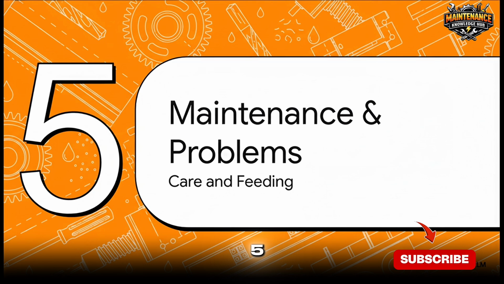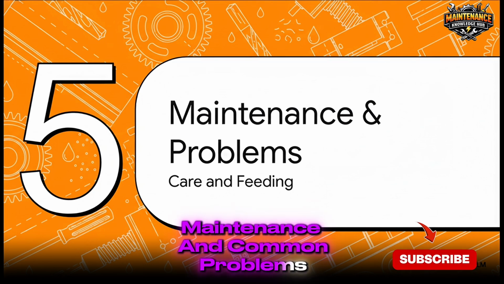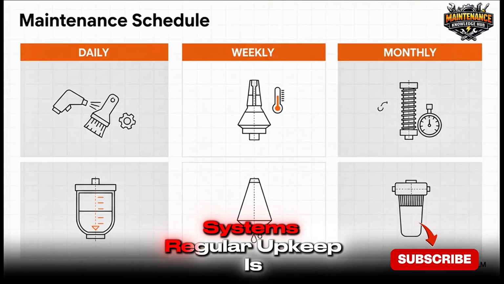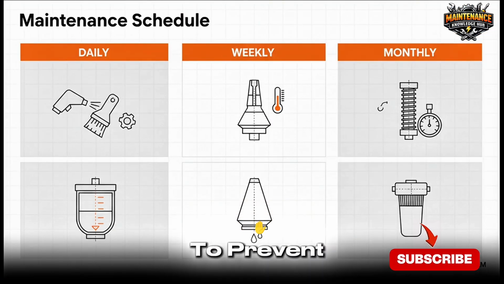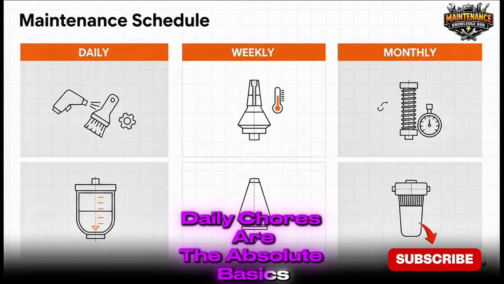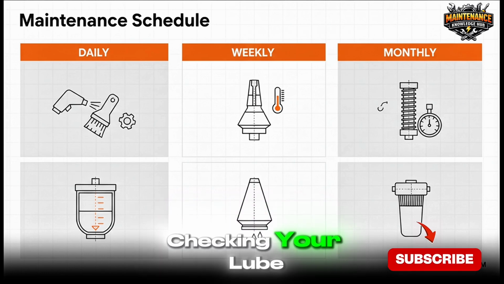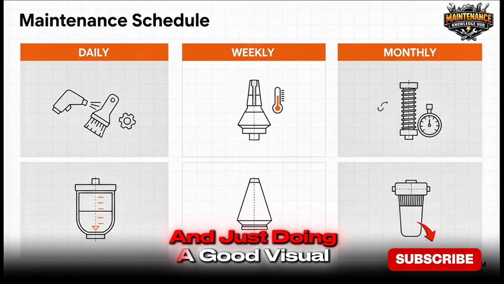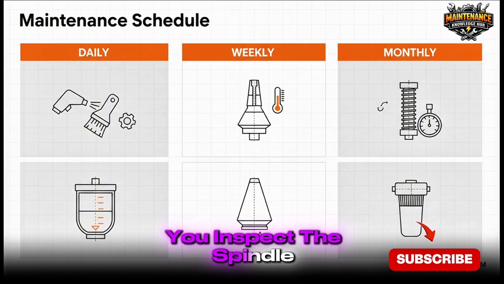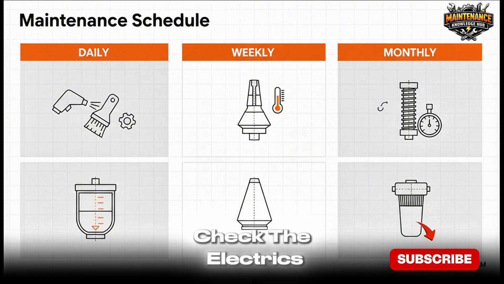Bringing us to Section 5, Maintenance and Common Problems. Let's talk about the care and feeding of these complex systems. Regular upkeep is strictly regimented to prevent catastrophic failures. Daily chores are the absolute basics: cleaning surfaces, checking your lube, coolant and air pressure, and just doing a good visual check. Weekly, it gets a bit more targeted. You inspect the spindle, clean out the tool holders, and check the electricals.